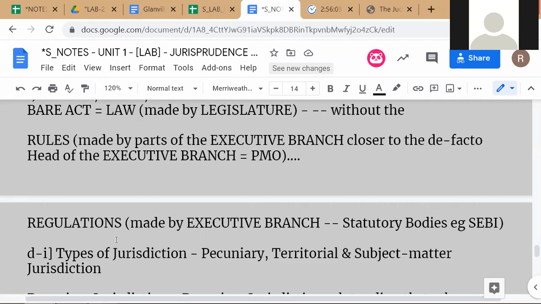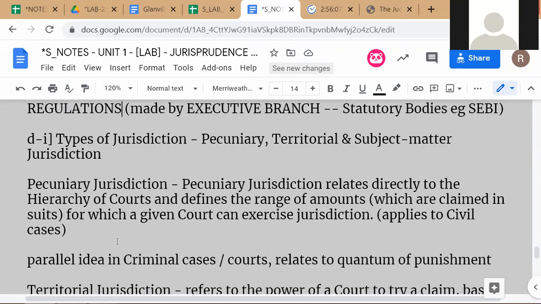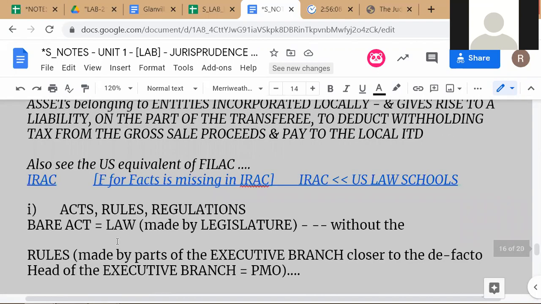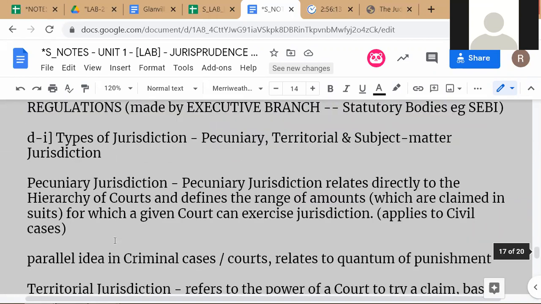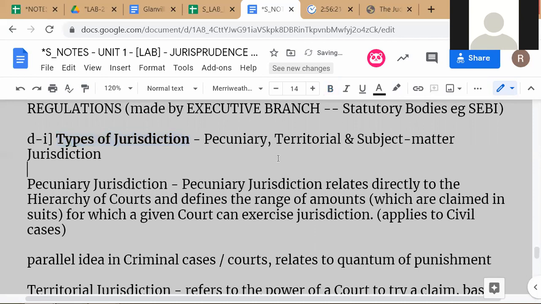That's your second topic for today actually. And then you have another topic, which is types of jurisdiction. We talked about types of jurisdiction: pecuniary, territorial, subject matter. Very simple. This part is really like a textbook actually. There's not much to explain. I'll just briefly cover it.